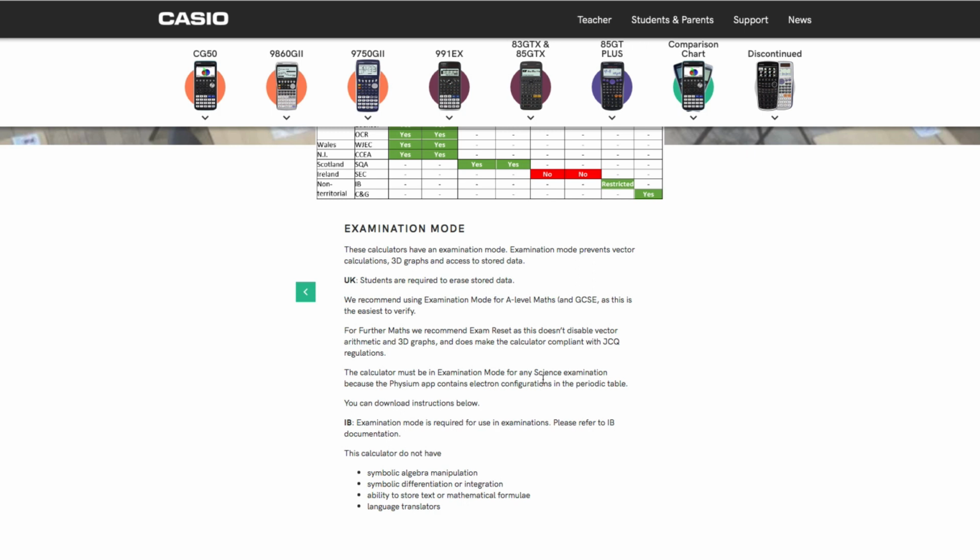Okay, and this is quite important as well, particularly if you've got a science examination, maybe a science A-level or such. The calculator must be in examination mode for any science examination because the Physium app contains electron configurations in the periodic table. So personally, I don't know very much about that, but I take it that it's something that you need to remember there. So you must have your calculator in examination mode for any science examinations. And similarly there with the IB, the International Baccalaureate, examination mode is required for use in examinations. Please refer to IB documentation.